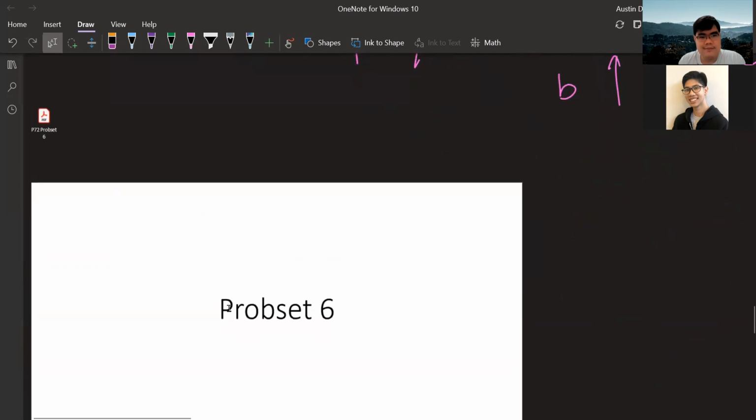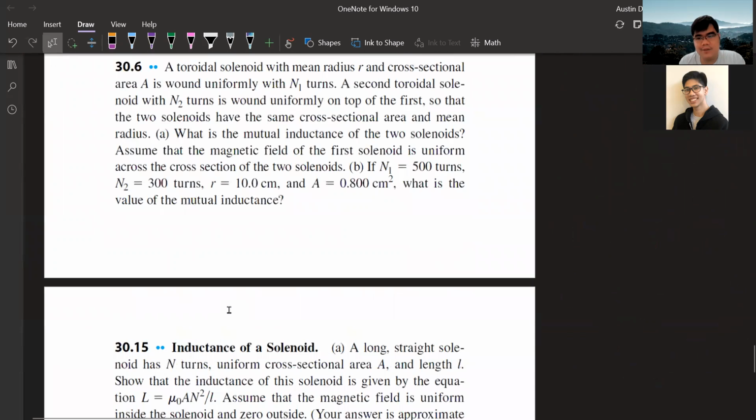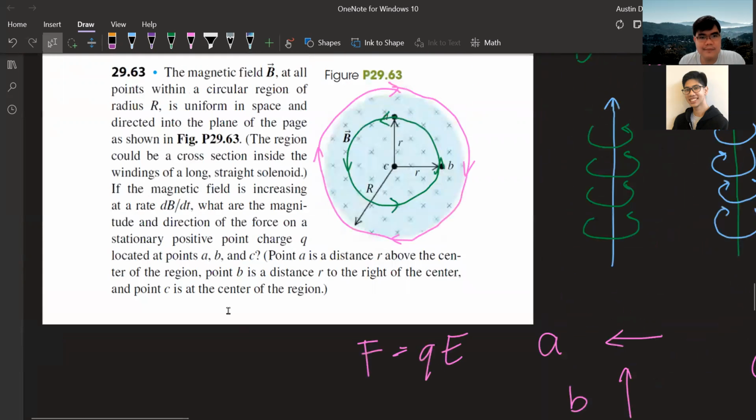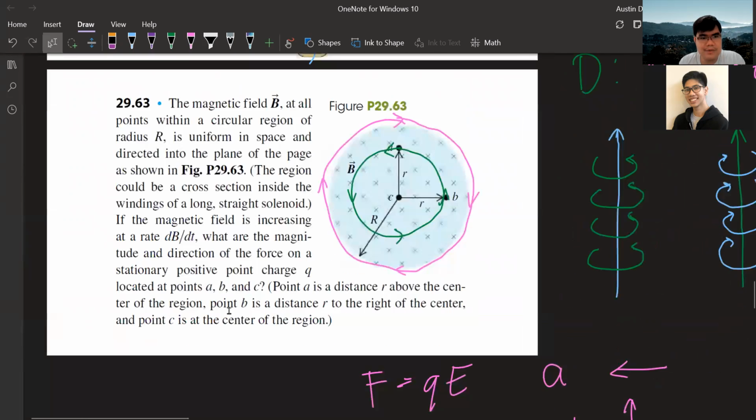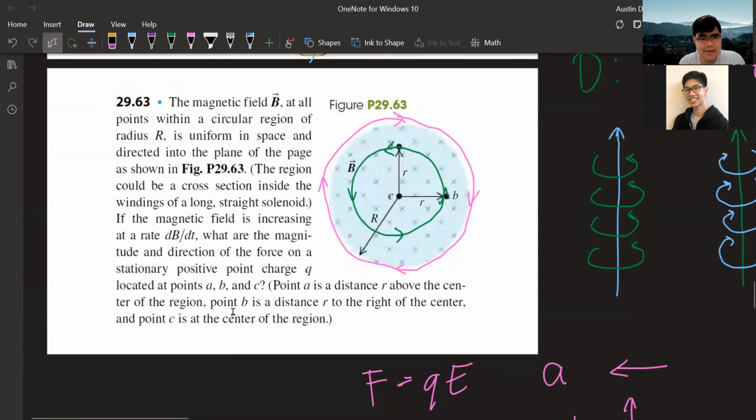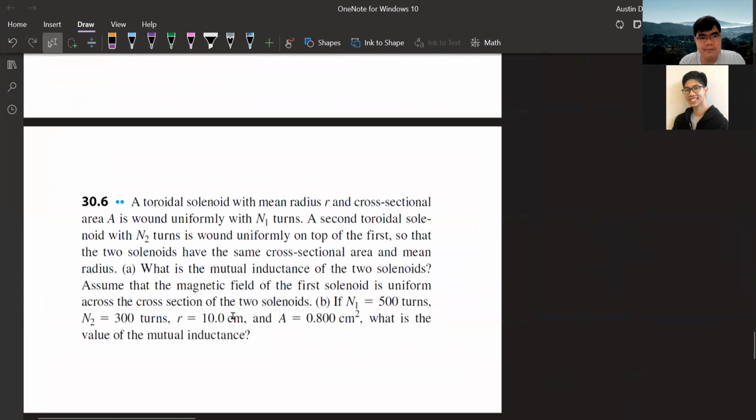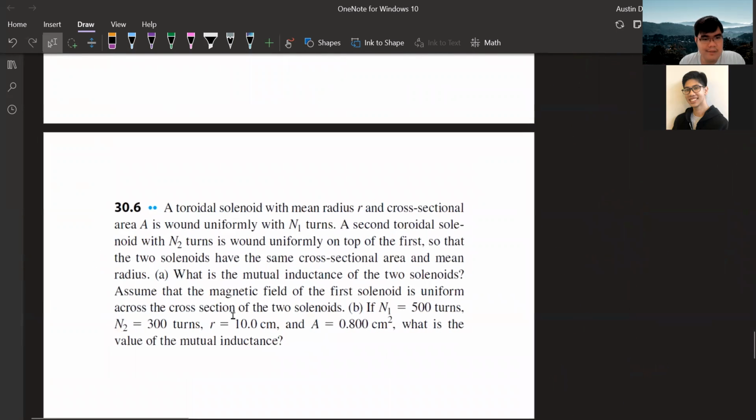Okay. Now, let's last Probset. So, tapos na ba tayo? Tapos na, no? Okay, magnitude and direction. Okay. Problem set number 6.